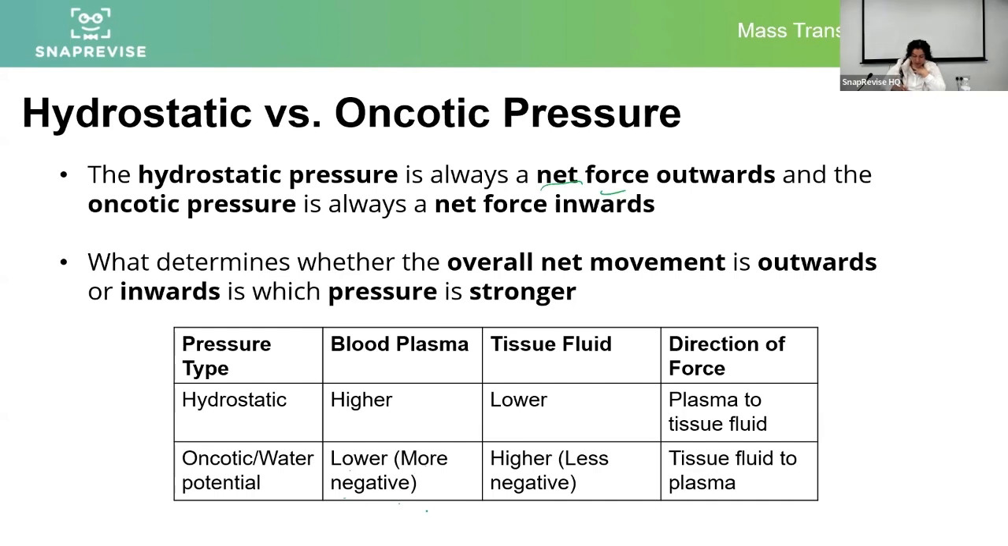So it's lower in the blood plasma, it's more negative because of the presence of proteins, and it's higher, less negative in tissue fluid because the proteins haven't passed through the capillaries. And so what is the direction of force? It's tissue fluid to plasma.